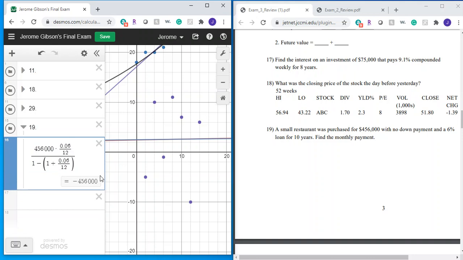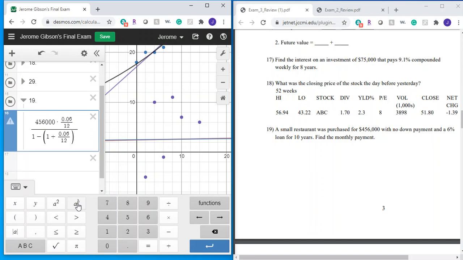And then we have to take it to the power of, now we know it's n times t, the number of payments made times the years. So it'll be a negative parenthesis. The n is 12. And then times the amount of years, and it tells us here that it's 10 years. And then this will be your monthly payment.